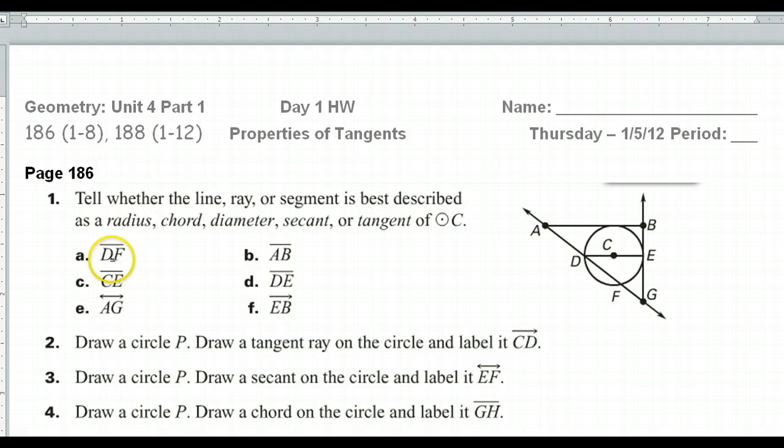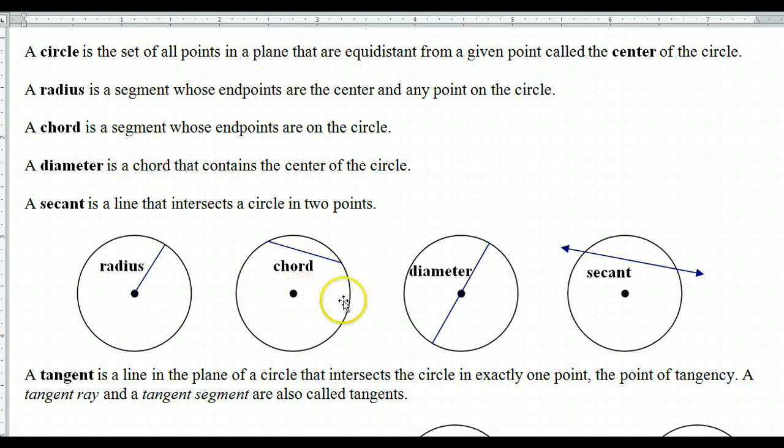So let's see, segment DF. Looking at segment DF that's going like this, well, that is a chord. Look, these pictures tell the story of your basic vocabulary. You got your radius from the center to the edge, your random chord that begins and ends on the circle, a diameter, which is really a special kind of chord. It's a chord that goes through the center, and then a secant, which is a line that cuts through the circle. I really want to emphasize that.